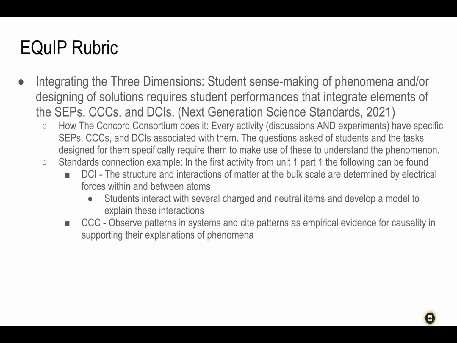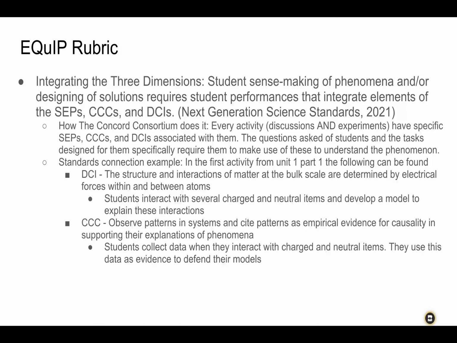The cross-cutting concept for this performance expectation is to observe patterns in systems and cite patterns as empirical evidence for causality in supporting the explanations of phenomena. So when students collect data about the interactions they had with charged and neutral items, and then use that data as evidence to defend their models, they are doing this. They are observing patterns in their own data, and using it to back up their model for why this phenomenon happens. And then the SEP is to use mathematical representations of phenomena to describe explanations.